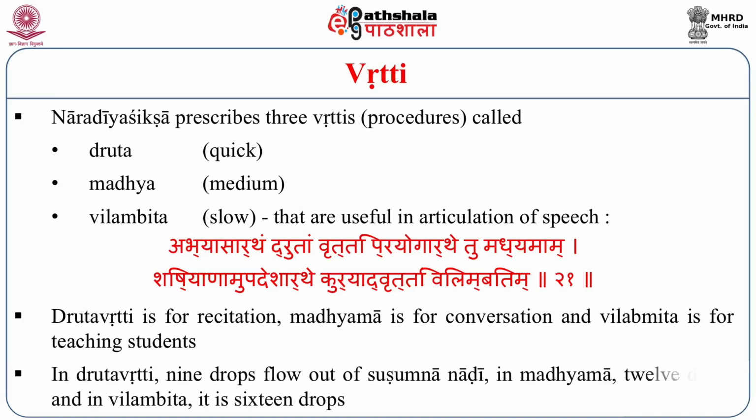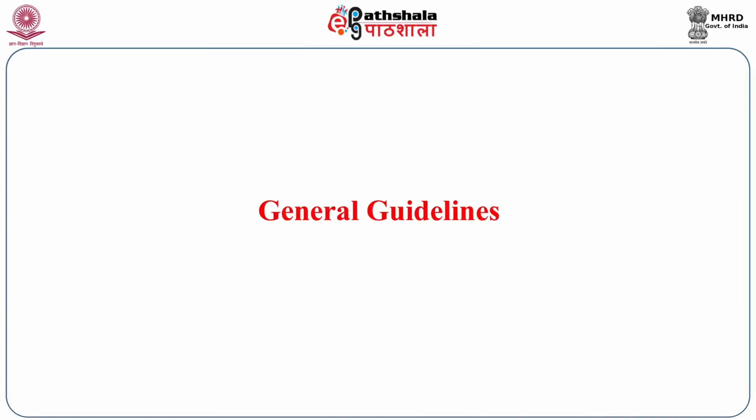In Dritavritti, 9 drops flow out of Sushumna Nadi. In Madhyama, 12 drops, and in Vilambita, 16 drops flow out of Sushumna Nadi. This is how the vrittis are explained.